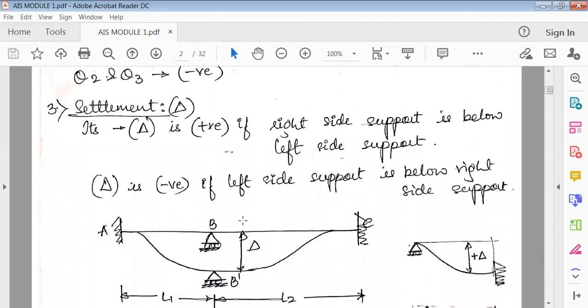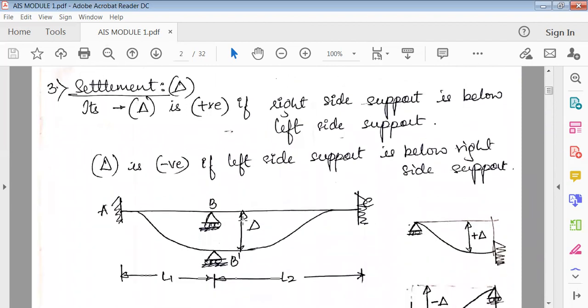Okay. Next is the settlement. Now, this is very important to understand. This settlement is nothing but what we denote with the term delta. Delta is taken as positive if the right hand support is below the left hand support. This is very crucial throughout, so just pay attention and listen to this very carefully.